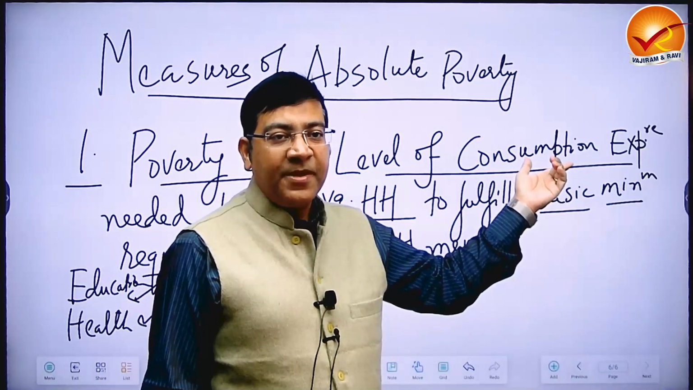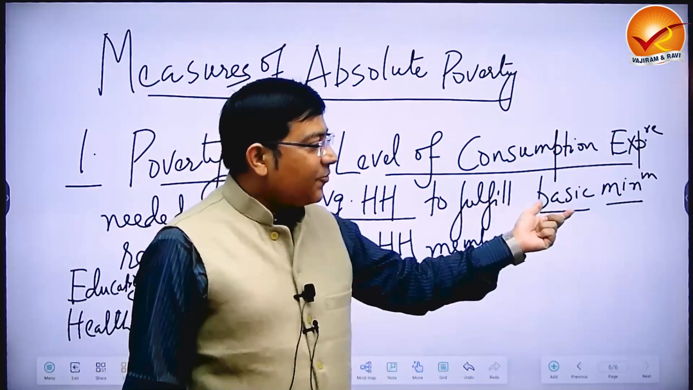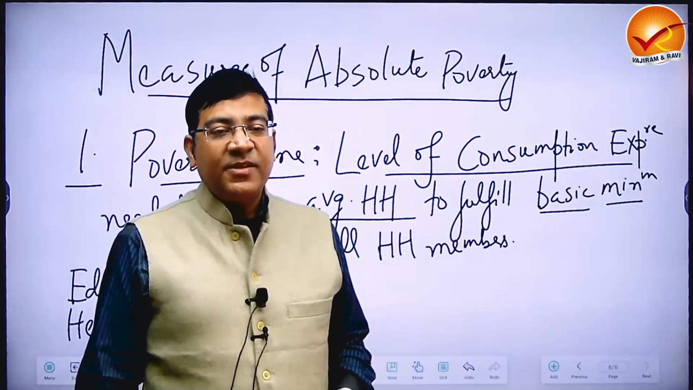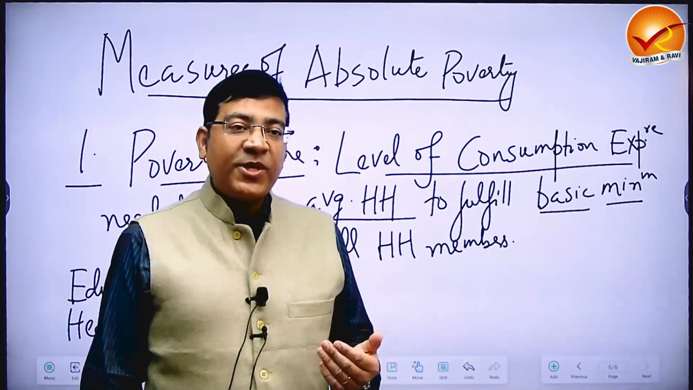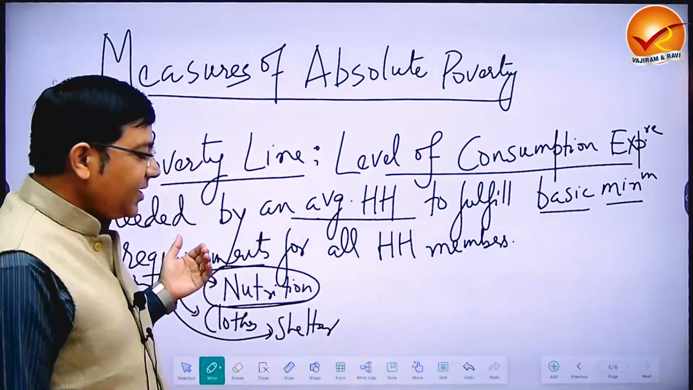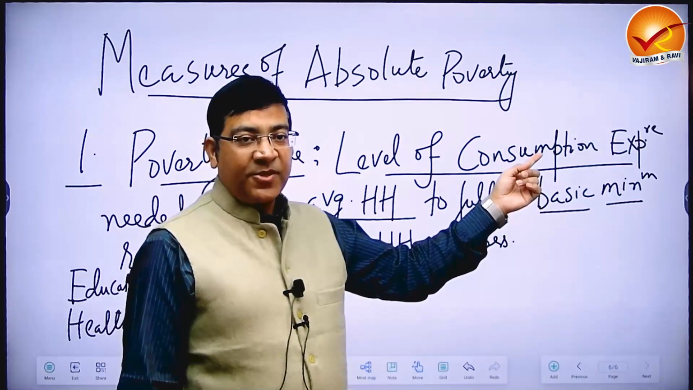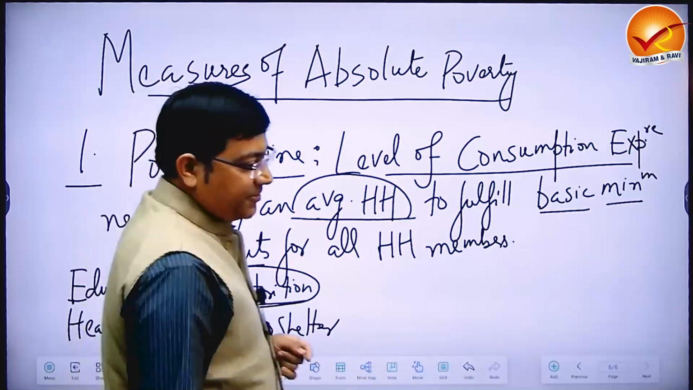It is logical, it is very sensible to measure absolute poverty through consumption expenditure. Why? Because consumption expenditure is a better reflector of what requirement is being consumed. We don't want to know necessarily how much income is being earned, but we want how much of the requirements are being consumed. Consumption expenditure is used here for absolute poverty. That's one. Second is, I said average household.